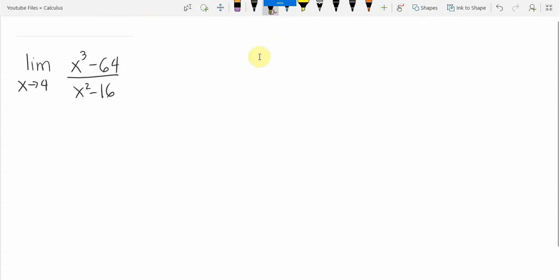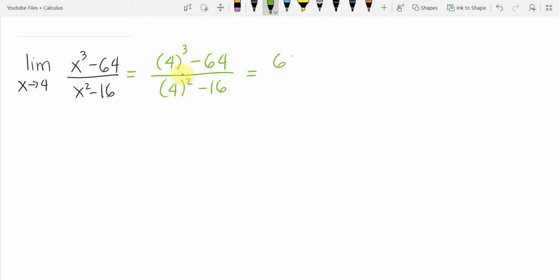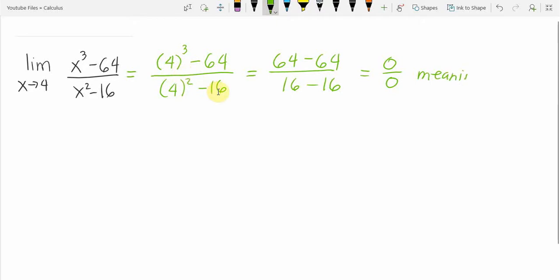In evaluating this kind of problems of limit equations, the first thing that we need to do is to check if direct substitution works. For this one, we have to substitute x is equal to 4 for all values of x in our expression. That is 4 cubed minus 64 all over 4 squared minus 16. And this will result to 64 minus 64 divided by 16 minus 16, which is equal to 0 over 0, which is actually meaningless.